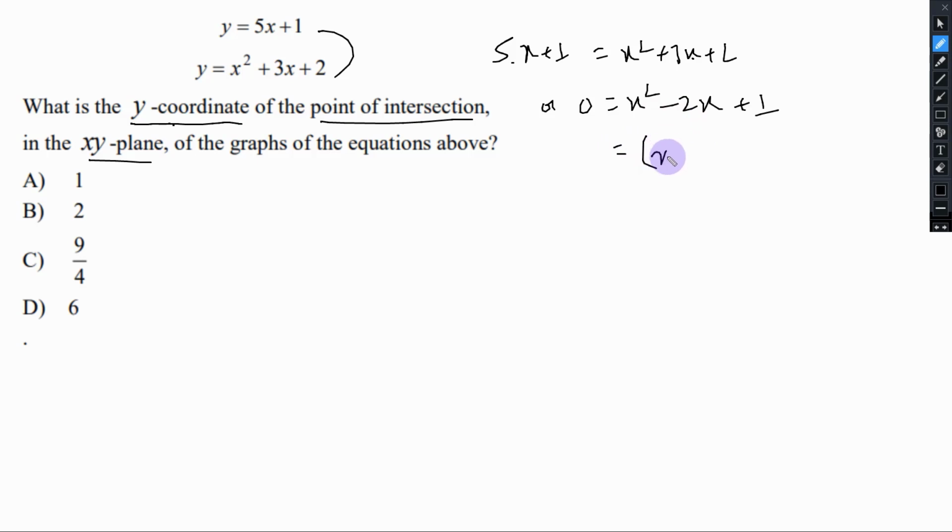So this will give (x minus 1) whole squared, because it is in the form of a squared minus 2ab plus b squared. So the value of x will be 1. So if we put 1 here, it will be 6, and if we put 1 here, it will also be 6. So the value of the y coordinate is 6.